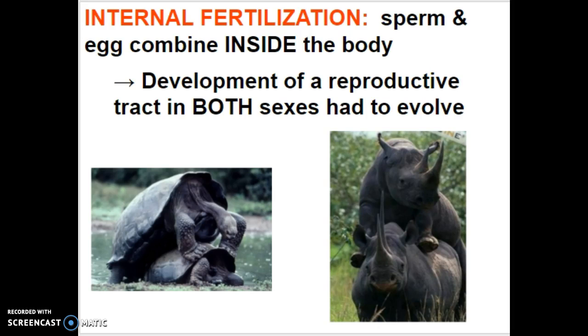Otherwise, a more guaranteed way of fertilization to occur and for offspring to be raised is internal fertilization. This is where sperm and egg combine inside of the body. In order to do that, we have to develop a reproductive tract in both sexes in order to transport sperm to egg and to be able to house the developing offspring.